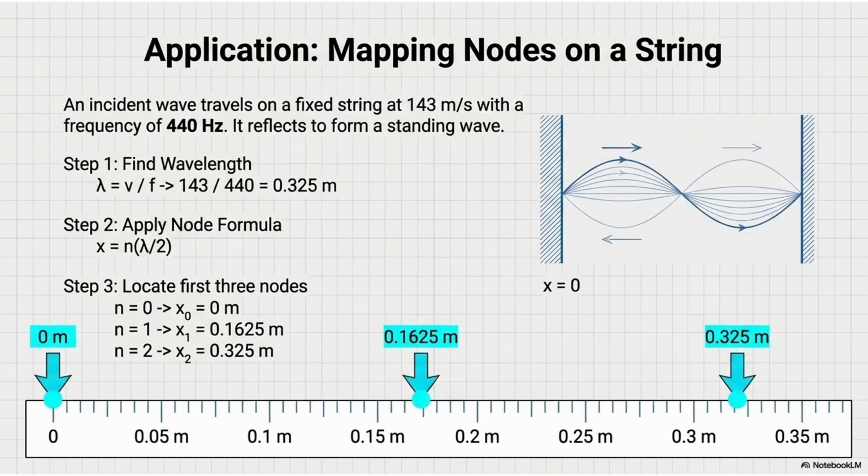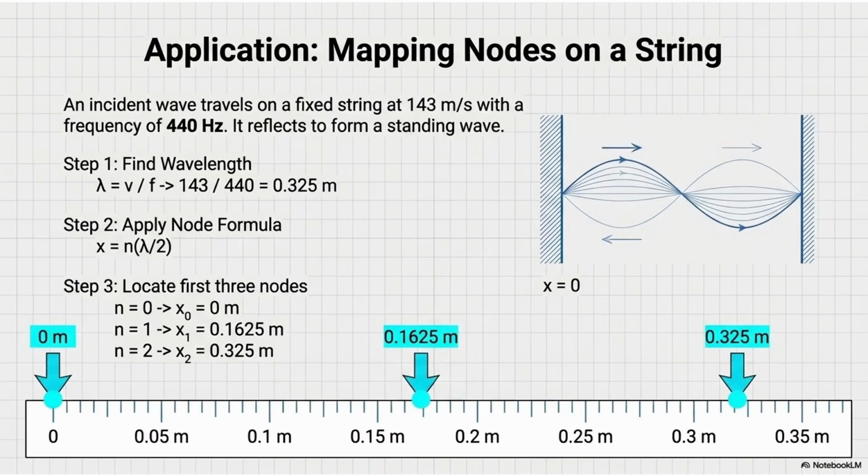Okay, and since the ends of the guitar string are tied down, they have to be nodes, right? They can't move. Right. So we use our node formula. We map the first 3 physical zero movement spots on that string. So n equals 0 gives us 0 meters, the bridge of the guitar. Exactly. Then n equals 1 gives us half a wavelength, 0.1625 meters. And n equals 2 is the full wavelength, 0.325 meters.